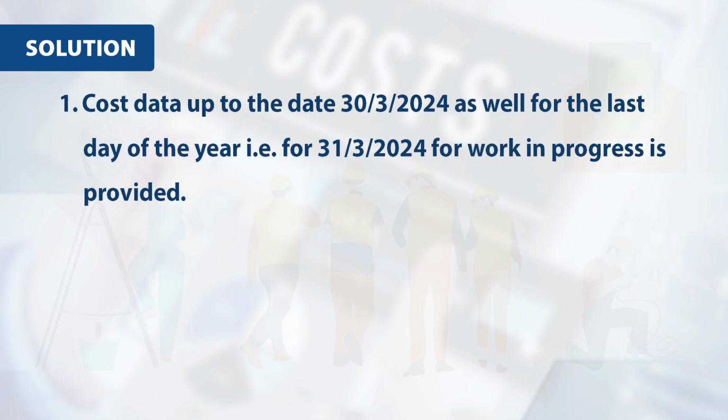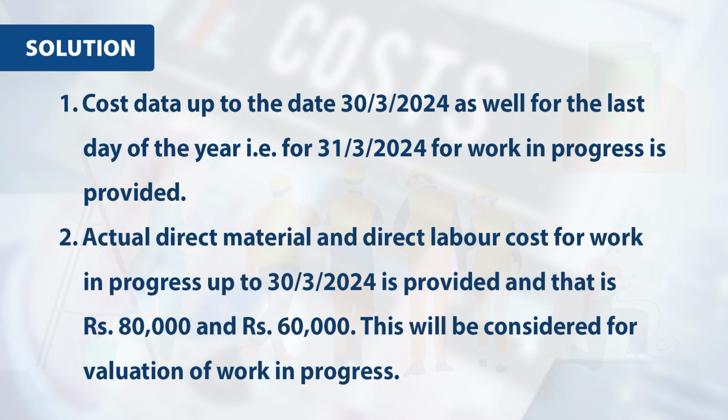Let's prepare the solution. First, cost data up to 30th March 2024 as well as for the last day of the year, that is 31st March 2024, for work in progress is provided. Second, actual direct material and direct labor cost for work in progress up to 30th March 2024 is provided, and that is rupees 80,000 and rupees 60,000. This will be considered for valuation of work in progress.